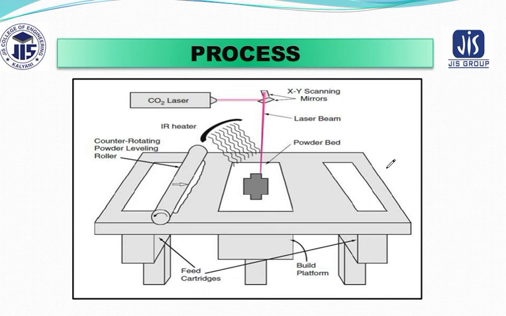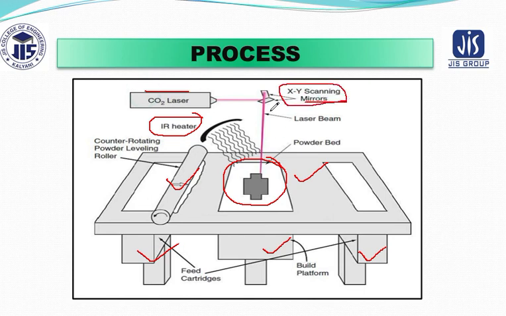Now that was the figure. If you see this 3D object, you can see these are feed cartridges, this is also a feed cartridge, and this is the build platform over which the product is built. This is the roller that is used to spread the powder over this particular platform. There is an infrared heater so that the powder can easily be sintered. Now the carbon dioxide laser has a scanning mirror which is used to focus the laser beam over the powder to obtain your desired product. So the process is very clear from this figure, crystal clear.